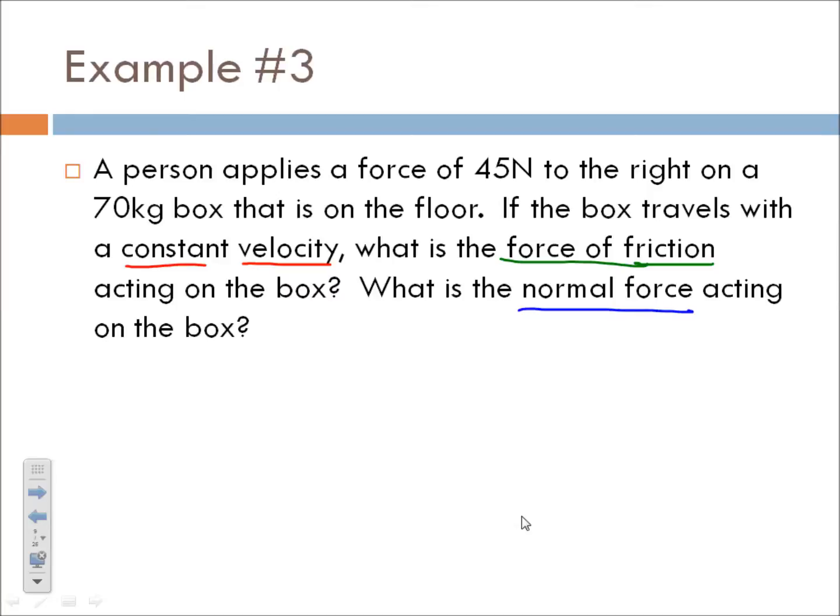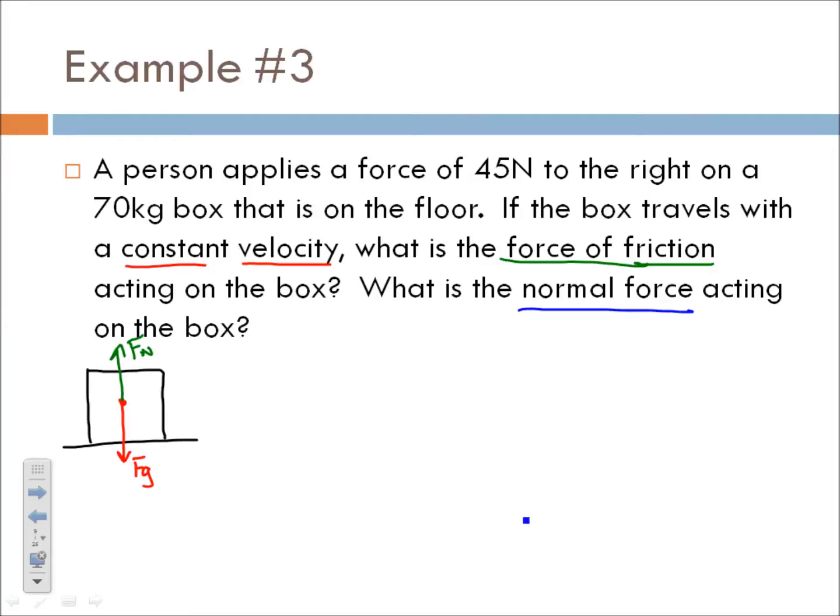Now, I don't have equations for friction or for normal force. I have to write them. All right, so I'm going to start by drawing my free body diagram. Here I have gravitational force pulling down. I have a normal force because I have a surface that's pushing up.